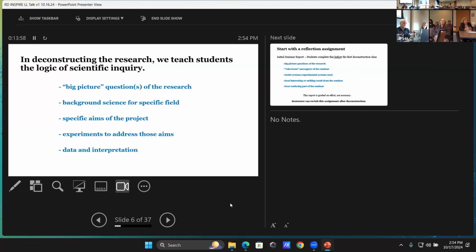So in unpacking the seminar and deconstructing it, we focus first on the big picture questions of the research. Maybe it's understanding the brain, maybe it's understanding how cancer develops, maybe it's understanding basic mechanisms of cell division or gene expression. We go through a little bit of background science for a couple of classes. Then we dive into the specific aims that were presented in that seminar, some of the experiments that were presented to address those aims, which means we're getting into experimental techniques.